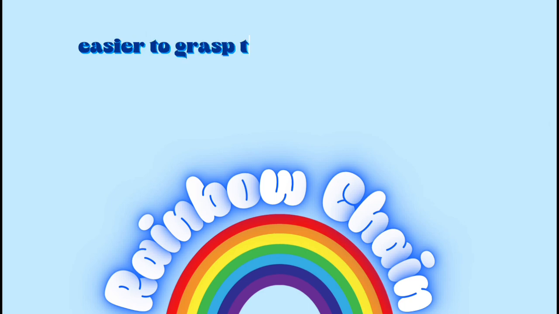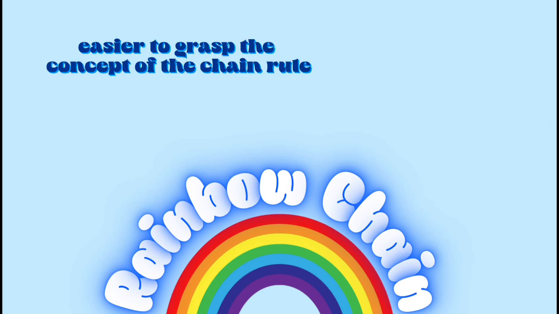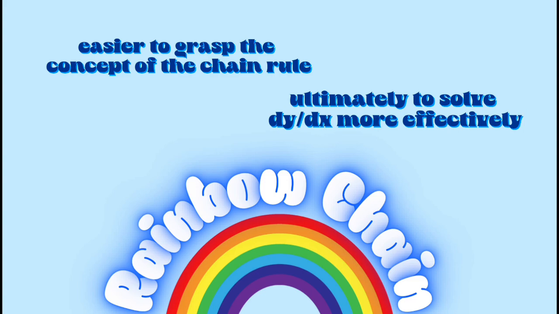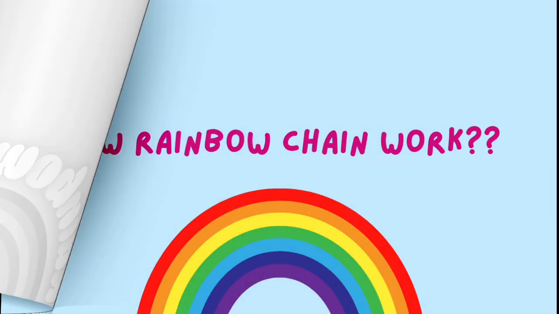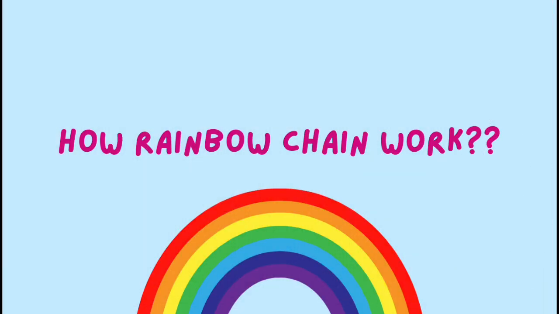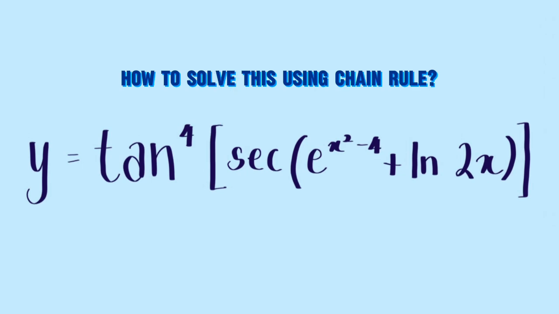This layered analogy makes it easier to grasp the concept of the chain rule and ultimately solve dy dx more effectively. Here is how the rainbow chain works. We have provided a question to visualize and determine the multiple layers of a function. The question looks complicated at first, but after using this method, the equation can be more digestible and easier to solve.